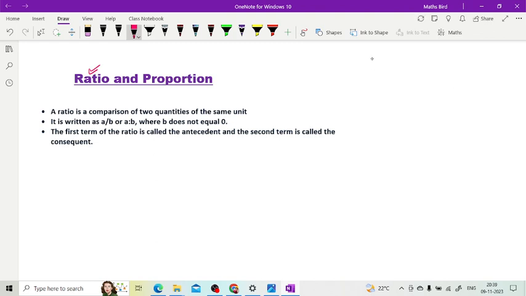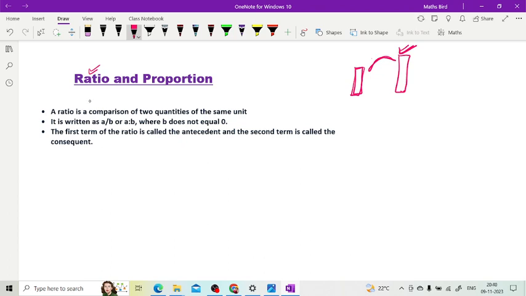Suppose this is a wooden box, and again I am drawing this one. This is also a wooden box, and now I am asking which one is greater, which one is larger. You will say like this. How can you say this is the larger? Because you compared both the boxes. So that is why we are using ratio.